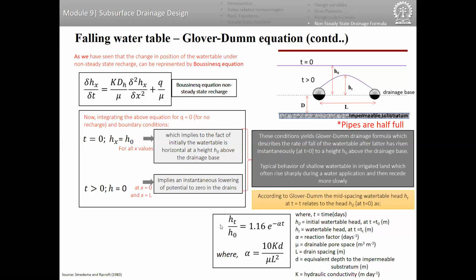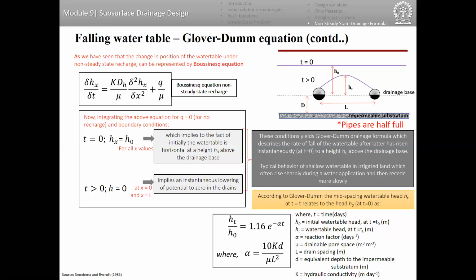According to the Boussinesq-Glover equation, ht by h0 is equal to 1.16 e to the power minus alpha t. This is how we relate these two cases. ht upon h0 is the ratio of the height of the water table at time t to the height of the water table at time t equal to 0. This ratio is equal to 1.16 times e to the power minus alpha t, where alpha is your reaction factor.